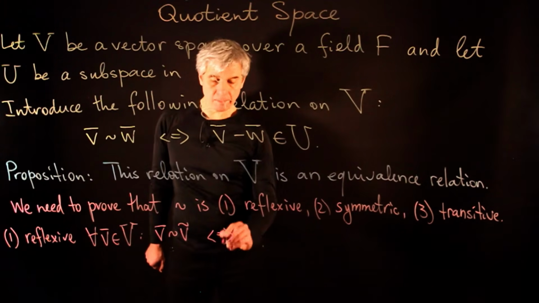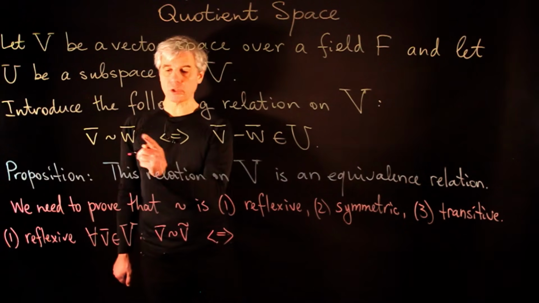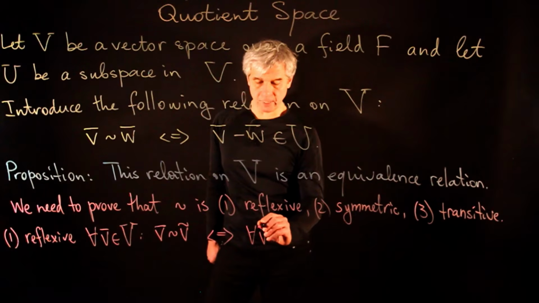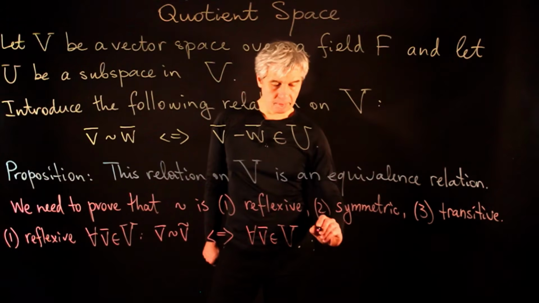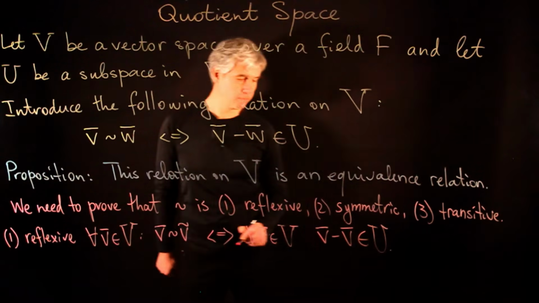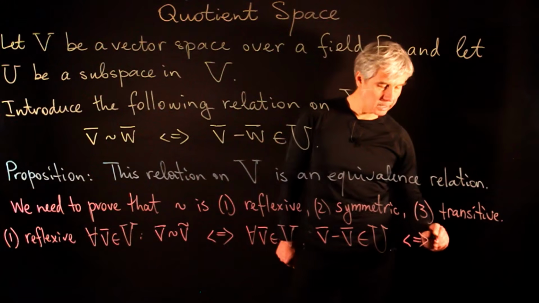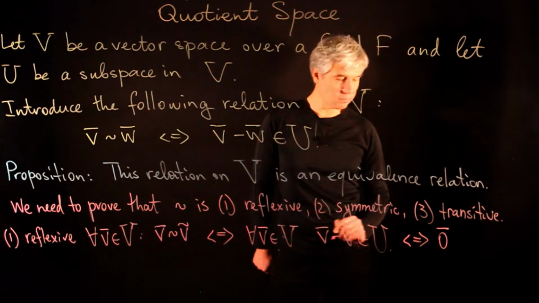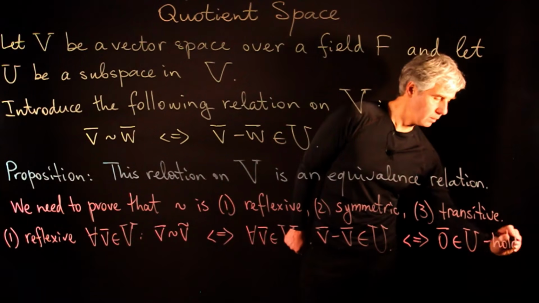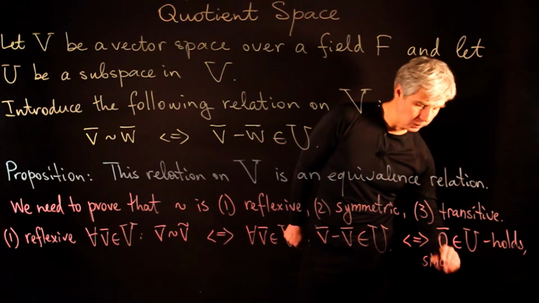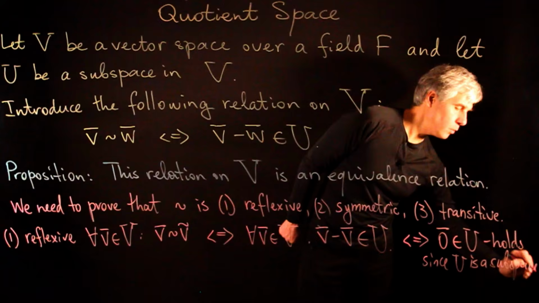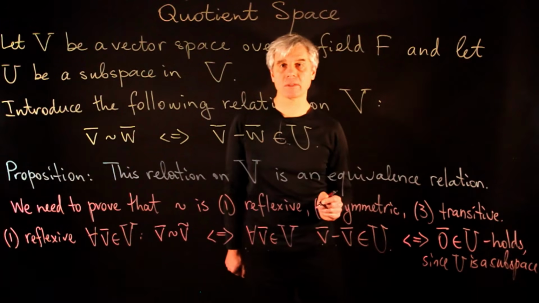But what does it mean? Now we use our construction of this relation. This is equivalent to saying that for every v in V, v minus v belongs to the subspace U. And this is equivalent to saying that the 0 vector, because v minus v is equal to the 0 vector, is in U. But this holds since U is a subspace, and we know that every subspace contains a 0 vector.